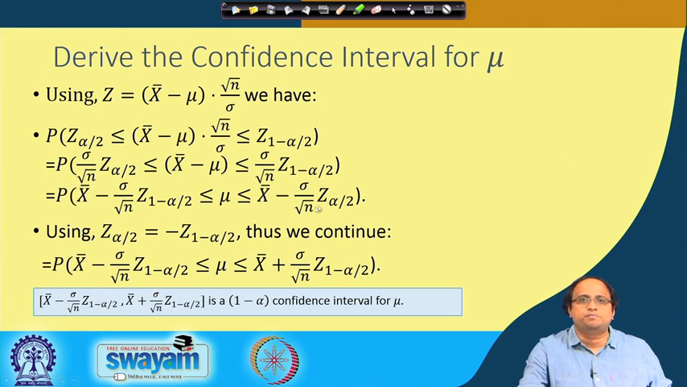Therefore, I can replace Z alpha by 2 by minus Z 1 minus alpha by 2, and I get that mu is bounded between x bar plus or minus sigma by square root of n times Z 1 minus alpha by 2. So, my confidence interval for mu with a confidence of 1 minus alpha would be x bar minus sigma by square root of n Z 1 minus alpha by 2 to x bar plus sigma by square root of n Z 1 minus alpha by 2.